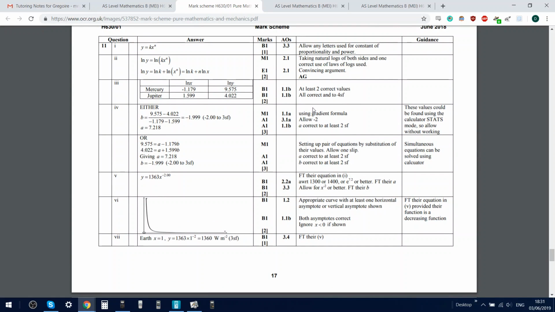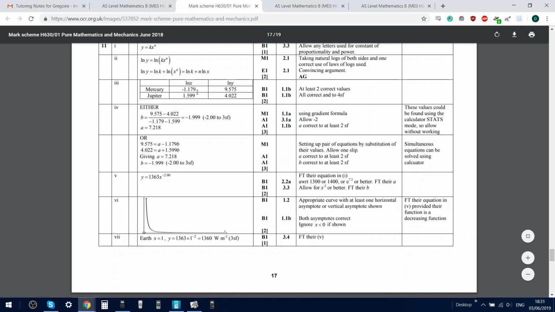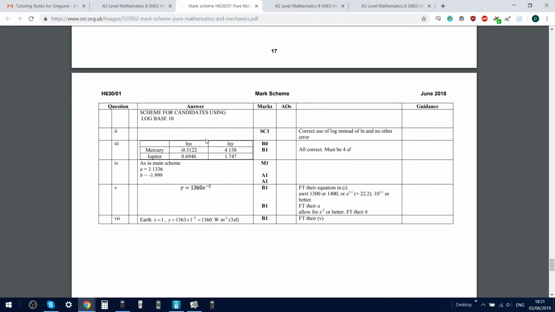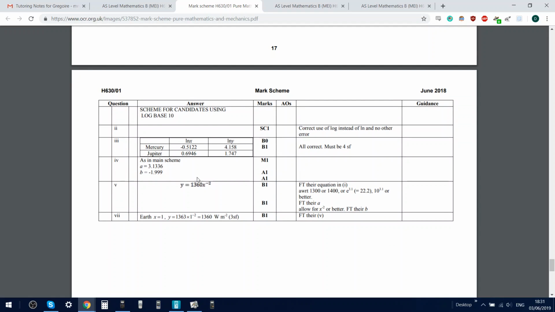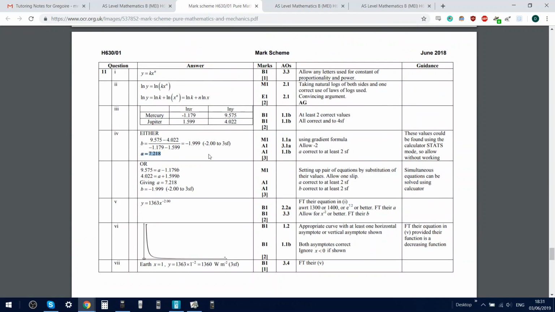Here. See? Why are they doing that to me? So silly, that was silly. Right. Yeah, so we're correct. 7.218. Wow, that's weird. Okay, so this down here is for students who made a mistake. They might get some marks if they did that.